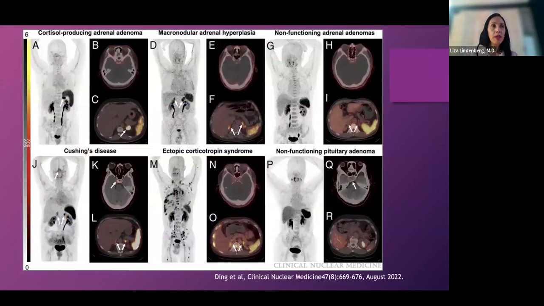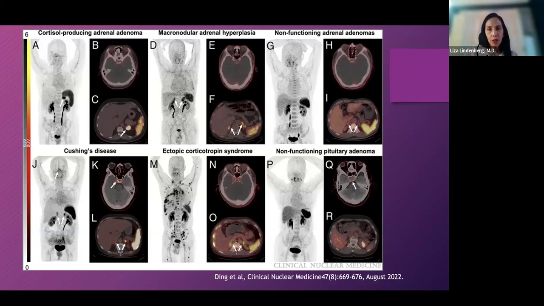These are representative Ga-PentixaFor images showing different manifestations of Cushing syndrome. Here we have a cortisol-producing adrenal adenoma where the pituitary gland does not show uptake, but you can see it very strikingly by the arrow on the left side of the adrenal. Then there is the macronodular adrenal hyperplasia, which is ACTH independent. And here again, the pituitary is not showing focal uptake, but you're seeing the hyperplasia bilaterally.